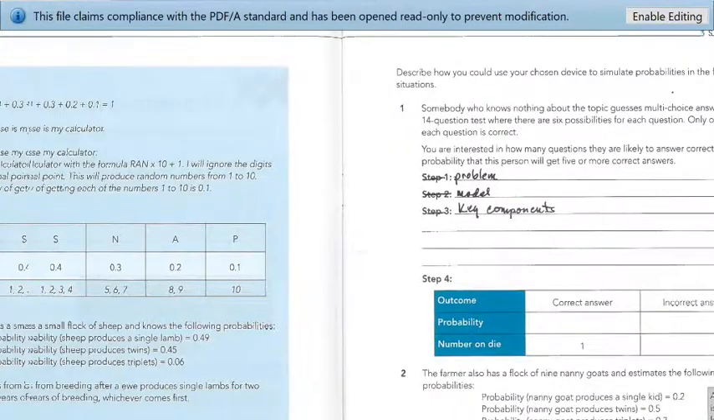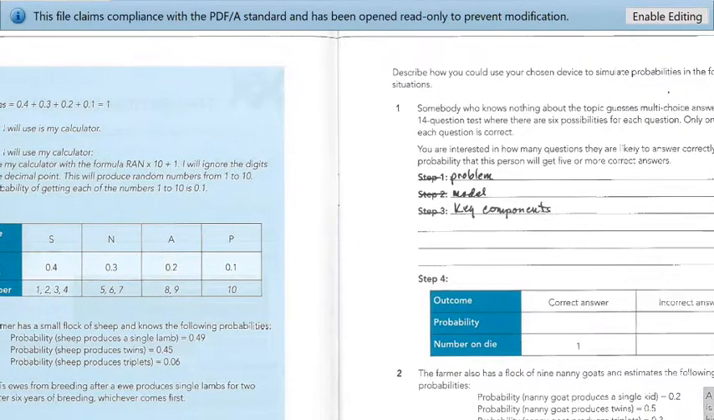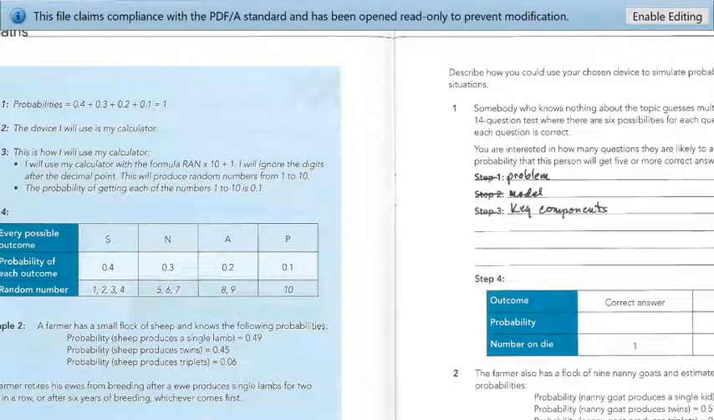All right. Now, step three talks about the process. You have to decide what you're going to do to be able to get the numbers you need. So this is how I use my calculator. I'll use my calculator with the formula random times 10 plus 1, but that's if you're using a scientific calculator. Is that what you're using? No, so you're going to have a different one. So you're going to say, I will use the random number generator on my calculator. Don't worry about ignoring the digits after the decimal point because you're not going to have any. And you're going to use it to produce random numbers from 1 to, in this case, not 10, 1 to 6, thank you.